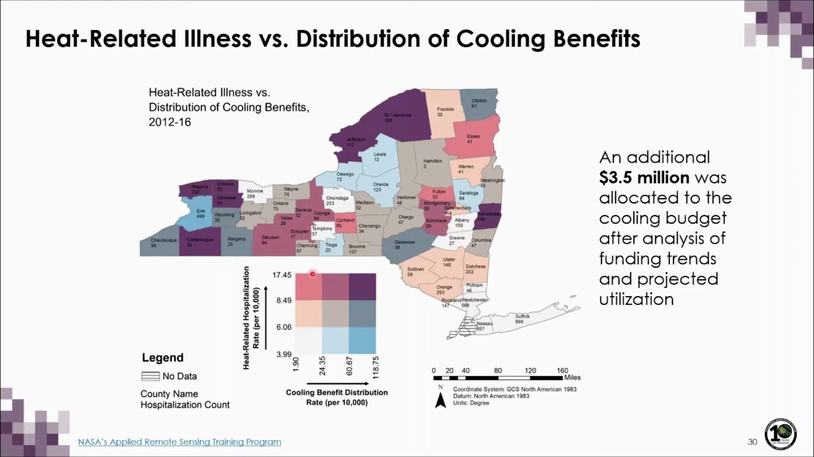But the problem areas are the red areas, where the burden of illness is actually pretty high, but they have a low cooling benefit. And similarly, for the blue areas, although there isn't much burden of illness, there is a lot of cooling benefit being distributed. So there was some inequity in the distribution, and we were able to show this to the program.